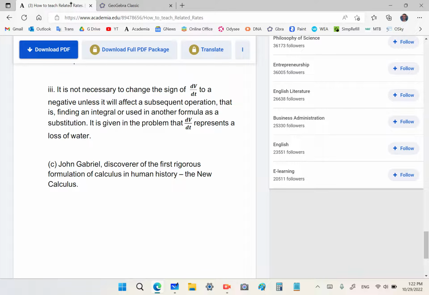So if you're a teacher, you can learn a lot from this. And if you're a student, you can learn more than your teacher, because your teachers, obviously, most of them don't know these things.